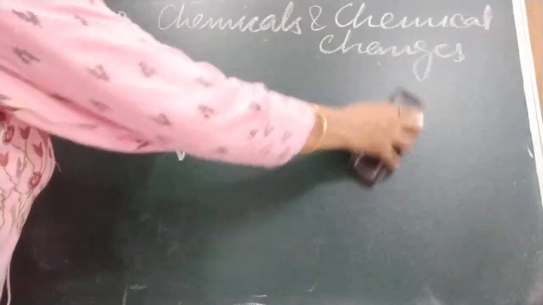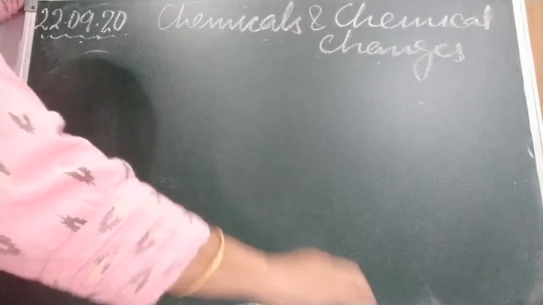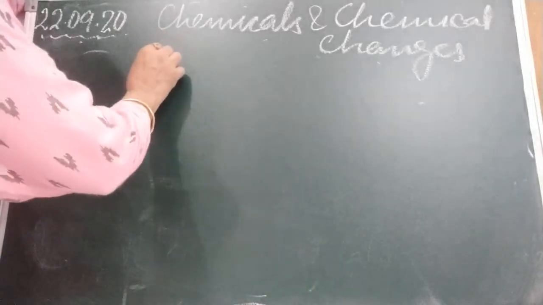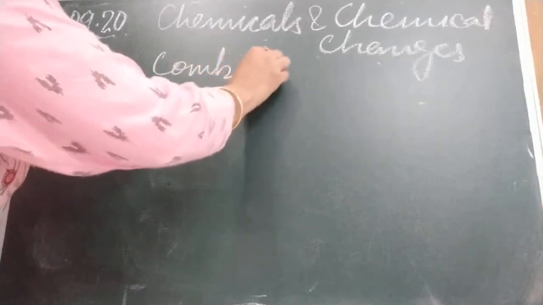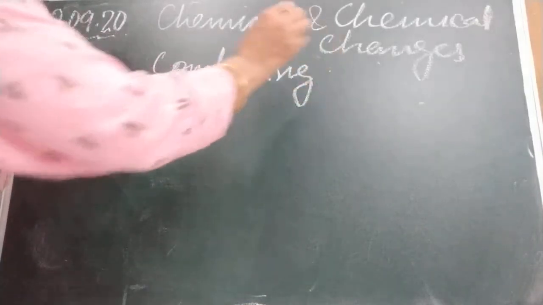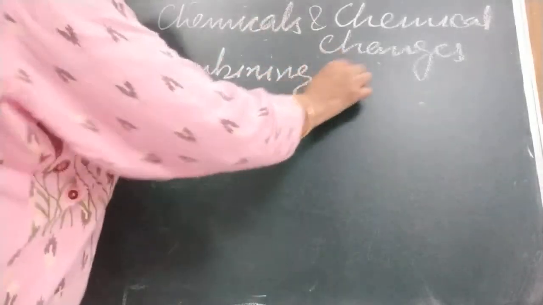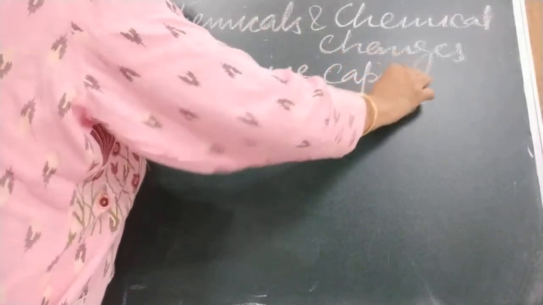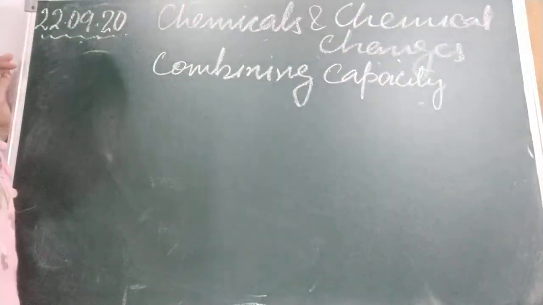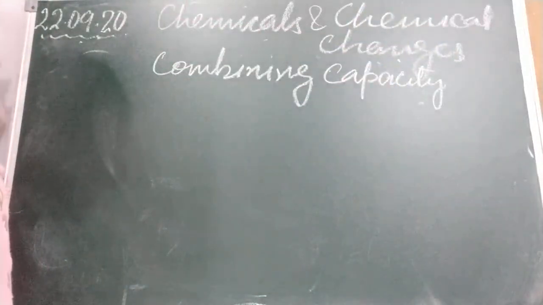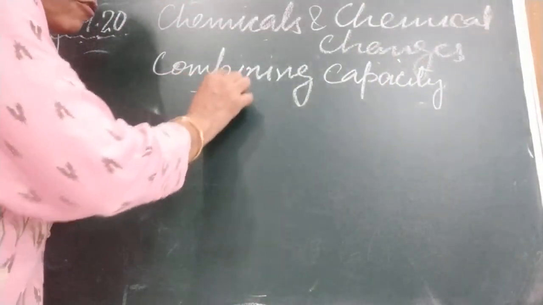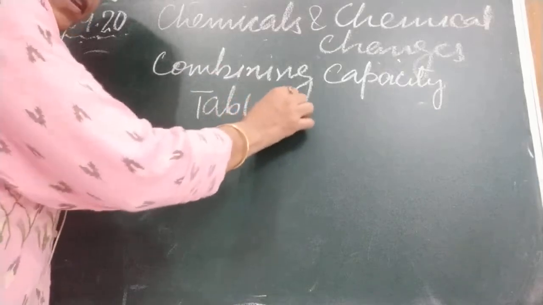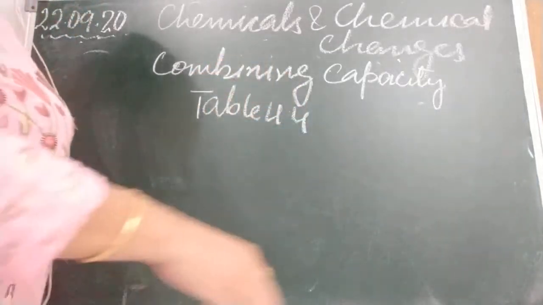First you learn valency, combining capacity. What is valency? The combining capacity of an atom is called its valency. Some have valency 1, some have 2, some have 3, some have 4. You learned Table 4.4 for this. Formula making I have already told you.